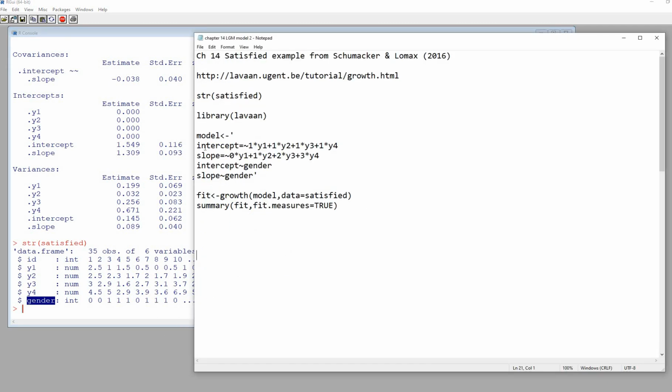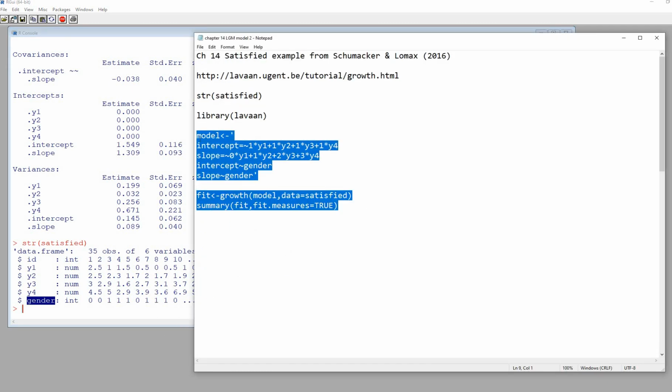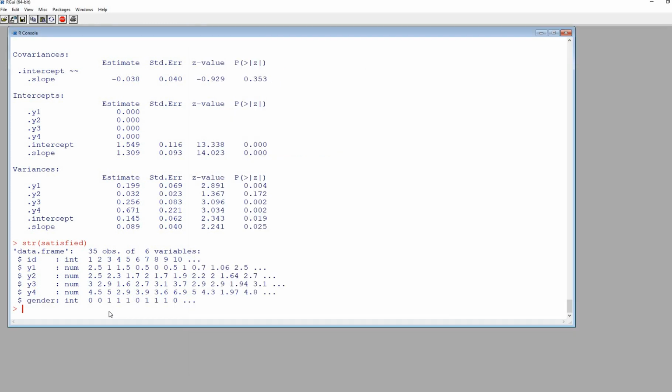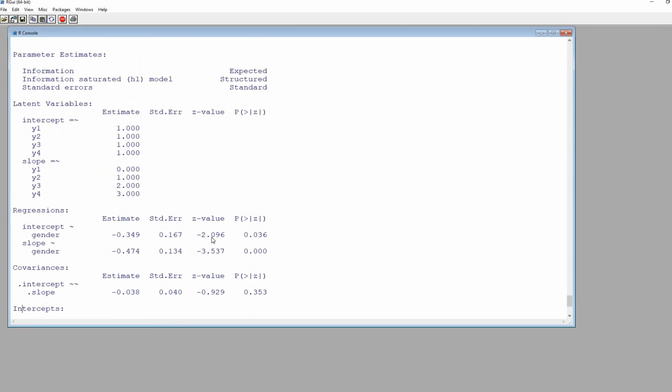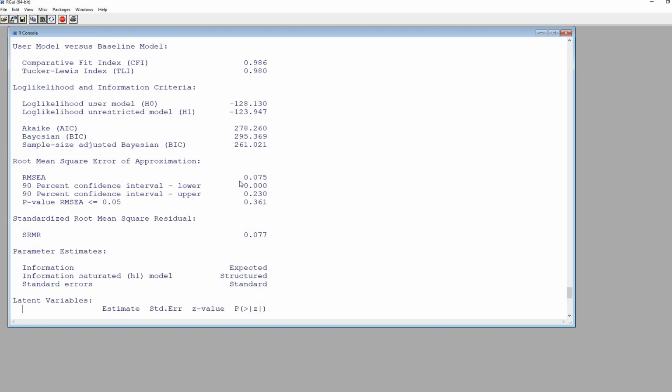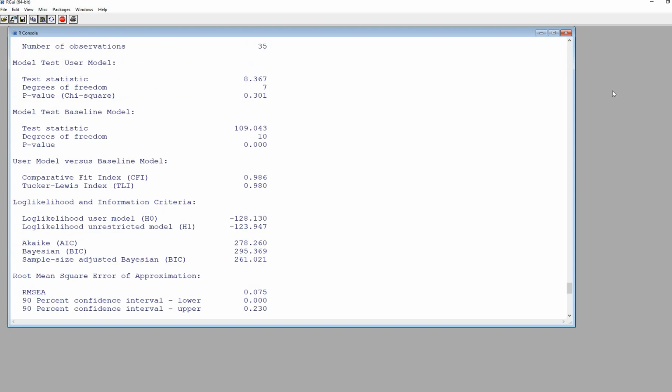So in the interest of time, I'm actually just going to copy this out of my syntax file. It's basically in a notepad, a text file right here, and paste it into R. And that certainly helps to alleviate problems with respect to syntax errors. So now, as we're looking at this, you'll notice that first off, at the top, we've got a model test, and then we've got various fit indices.